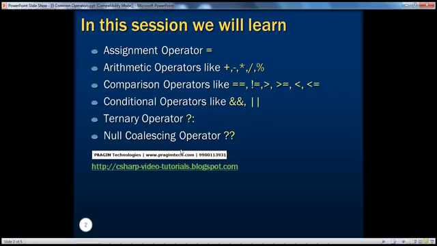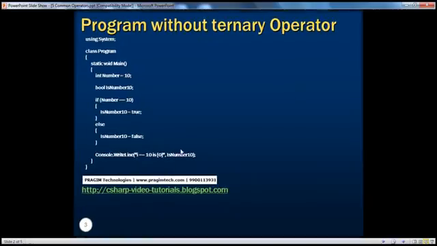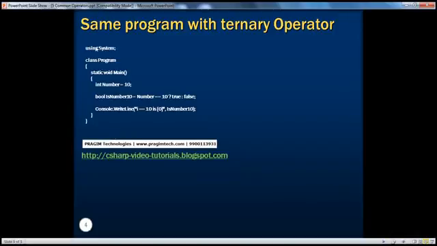The null coalescing operator, we will talk about in a later session when we talk about nullable data types in C#. We need to understand nullable data types first, and then we will talk about the null coalescing operator. We have seen in the demo that without the ternary operator we have to have so many lines of code, but with the ternary operator the program size is relatively much smaller.